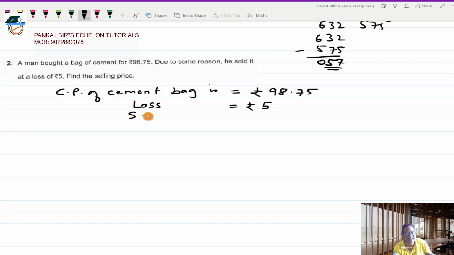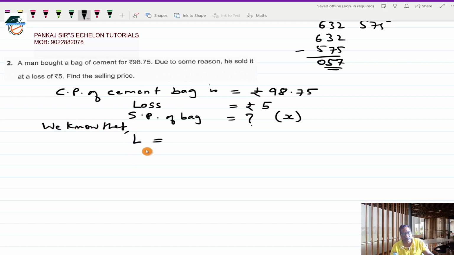Okay. So find the selling price. So what is the selling price of the bag? Now this is what you have to find out, question mark. So this we are going to take as an unknown x. Okay. Now what formula am I going to use here? Now here loss has been given to me as 5 rupees, cost price is given. So formula number 2, that is loss is equal to cost price minus the selling price.